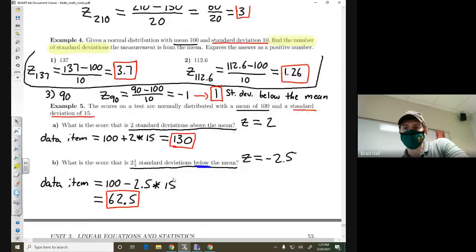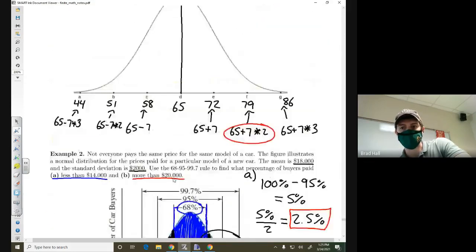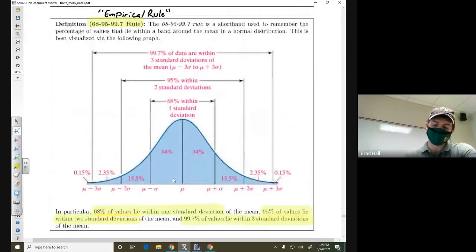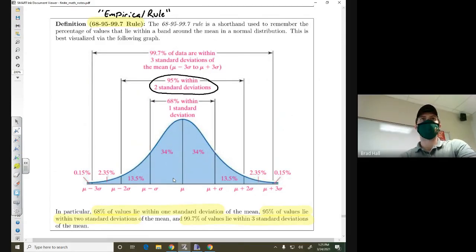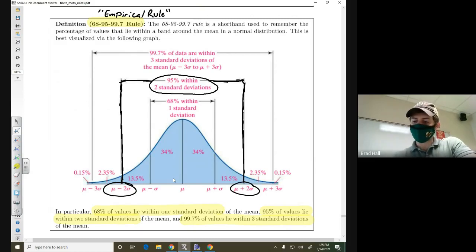So let's scroll up a little bit. Let's go to that chart. Not that one, but this one. They're asking about something involving 95%, and that tells us two standard deviations. What is this connected to? It's connected to that thing, and it's connected to that thing. Now, all you need to worry about is the -2 and the +2. It's two standard deviations below the mean, two standard deviations above the mean.